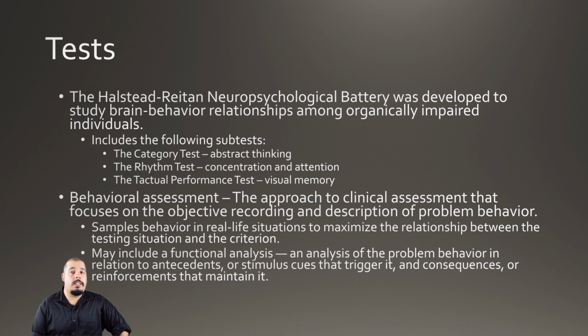The rhythm subtest is a test of concentration and attention. The client listens to 30 pairs of recorded beats and indicates whether the beats in each pair are the same or different. Performance deficits are associated with damage to the right temporal lobe of the cerebral cortex. The tactual performance subtest examines visual memory. The client is blindfolded and is asked to fit wooden blocks of different shapes into corresponding depressions on a foam board. Afterward, the subject draws the board from memory as a measure of visual memory.